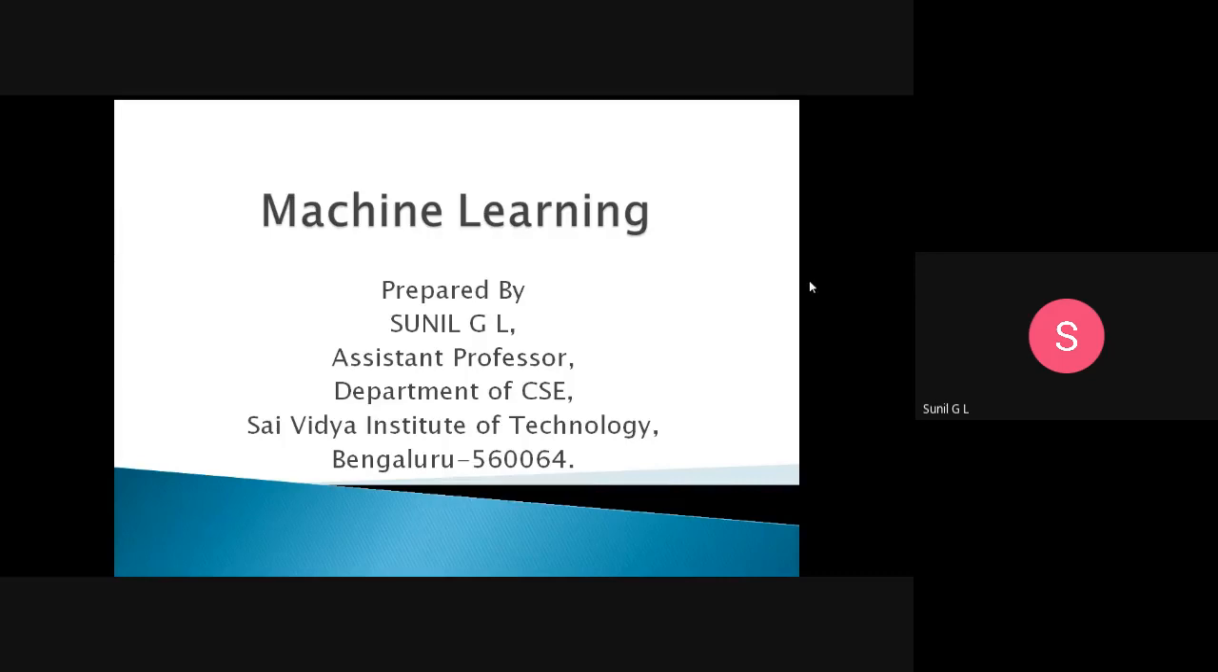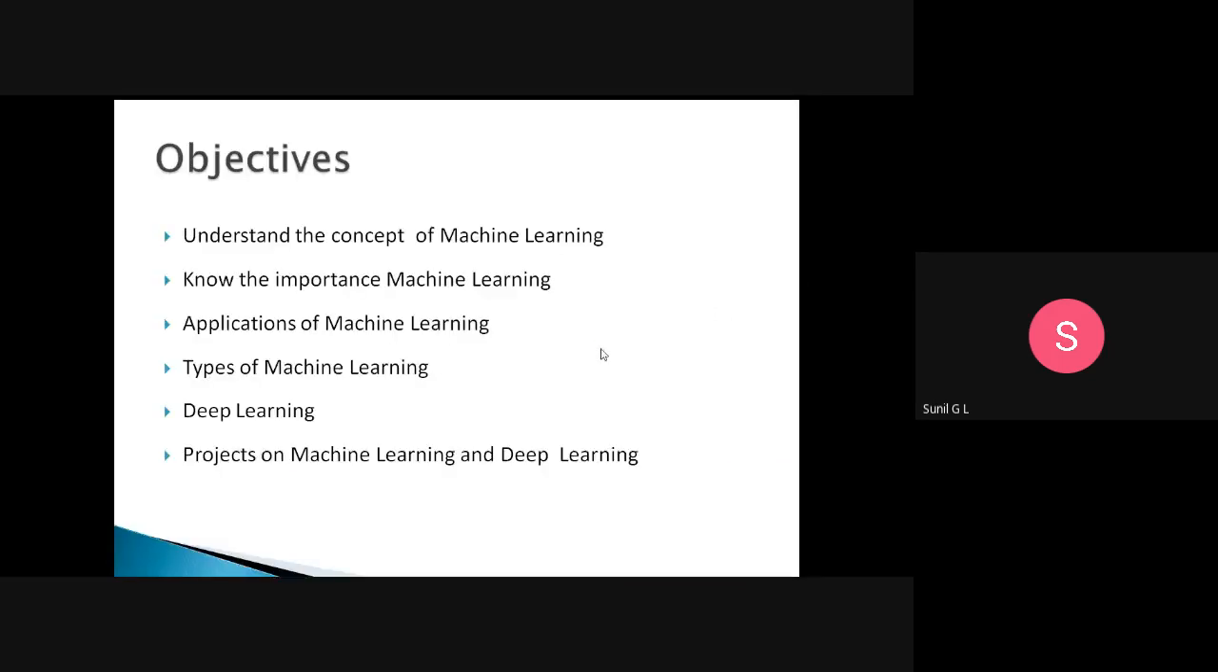I think you have heard the word machine learning. This is a buzzword. Everywhere we hear machine learning, artificial intelligence, deep learning. We hear these words from newspapers or from the internet. But what is machine learning? That is what we will discuss today. The objective of today's class is to understand the concept of machine learning.